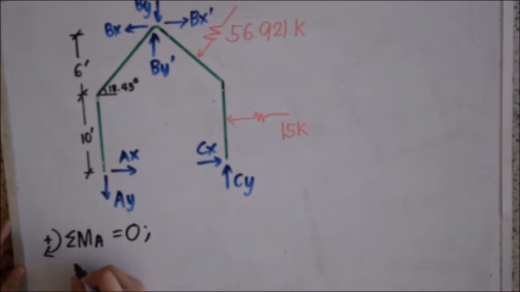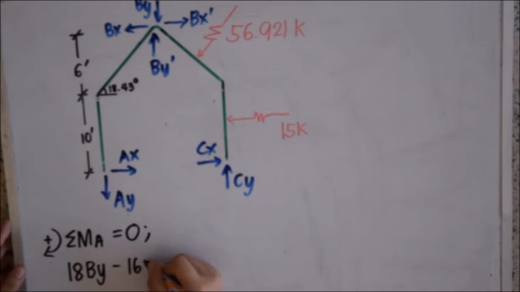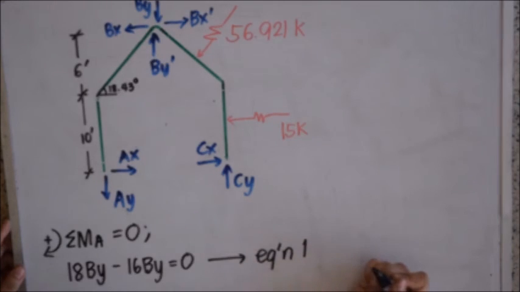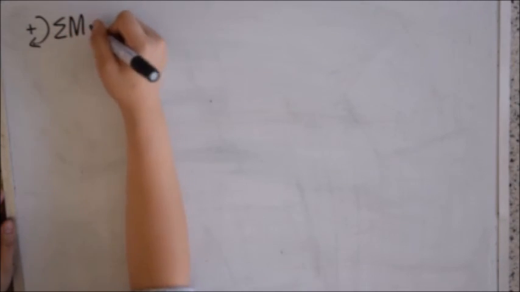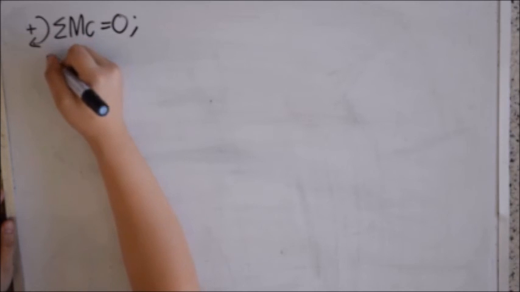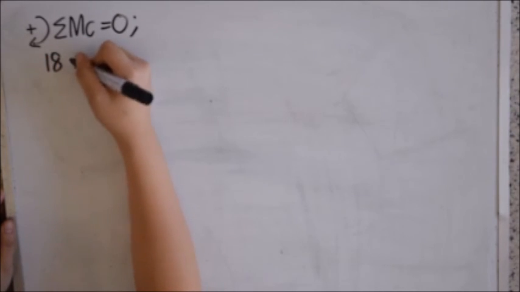So, summation moment at A is equal to 0. Negative 18 times By plus 16 times Bx is equal to 0. Then this will be equation 1. Then consider the right side at mag-moment naman tayo sa point C. So, summation moment at C is equal to 0.